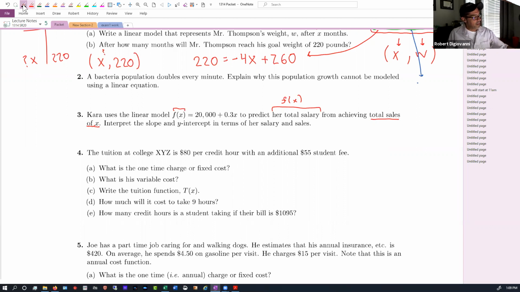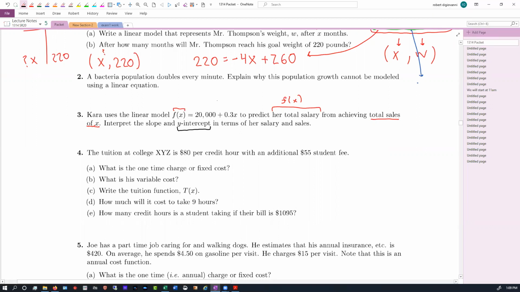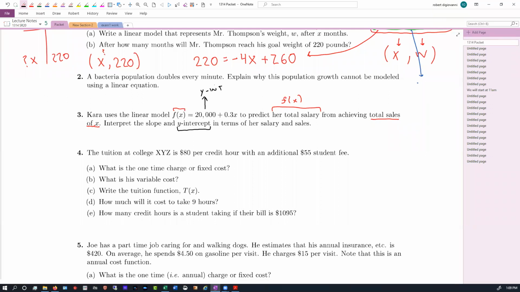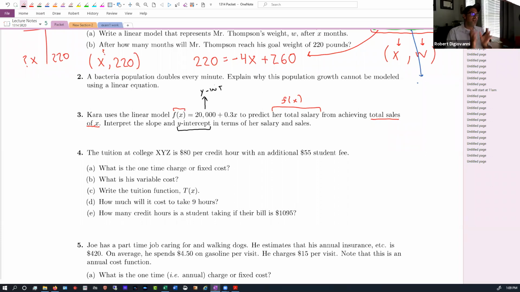So can somebody tell me what is the y-intercept? Let's start with the y-intercept. What is the y-intercept of this function? $20,000. And what does that y-intercept represent in terms of her salary and sales? How could you interpret that 20,000 for me? Base salary. That's like a base salary. Very good. So that's her starting salary. That's if she sells nothing.